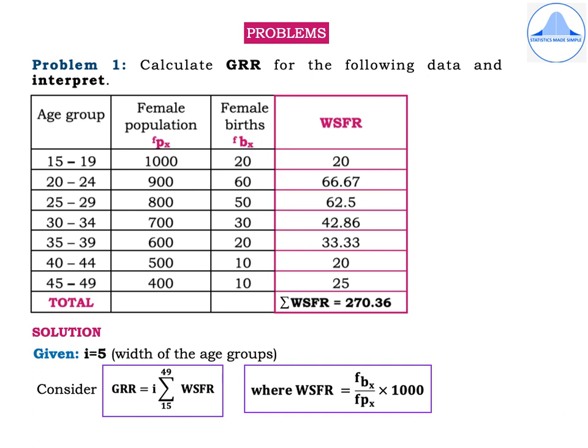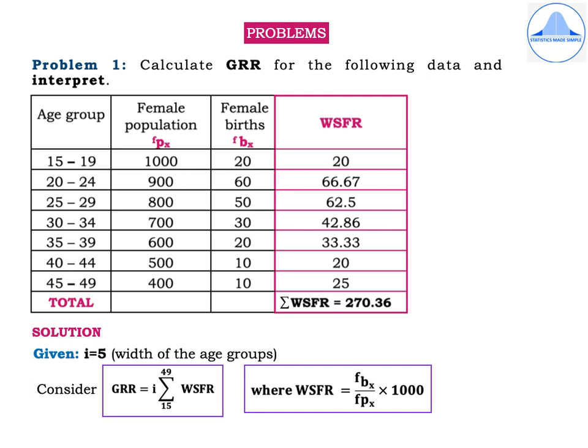30, 20, 10, 10. Starting with the solution, let us first mark the female population in the table as FPX and the female births as FBX. I have marked them in pink color. Then we will write given I is equal to 5. So I is the width of the age groups.